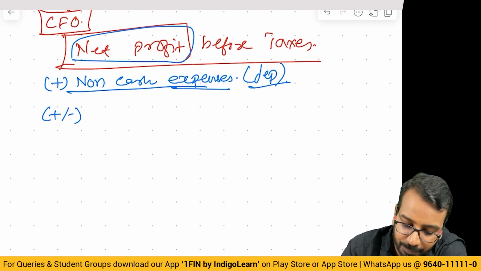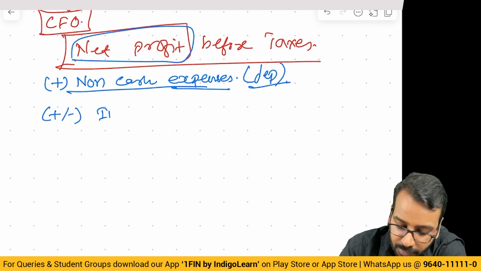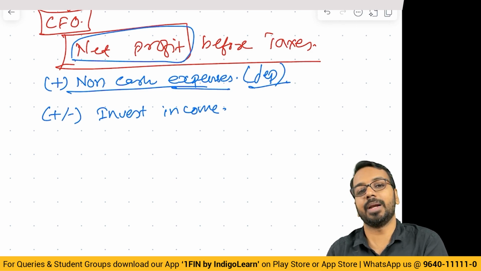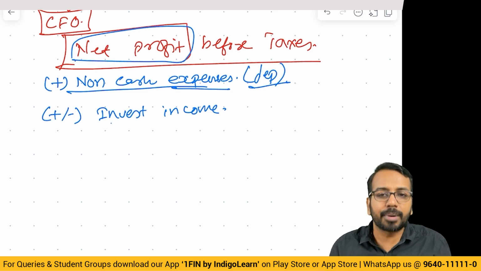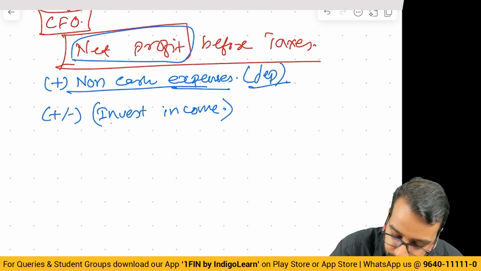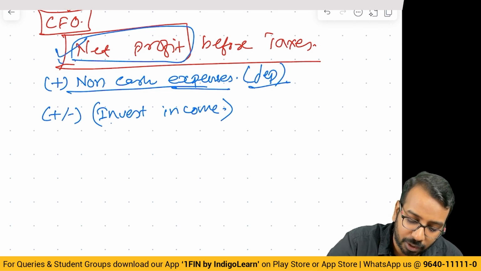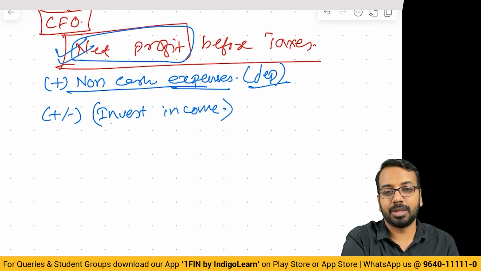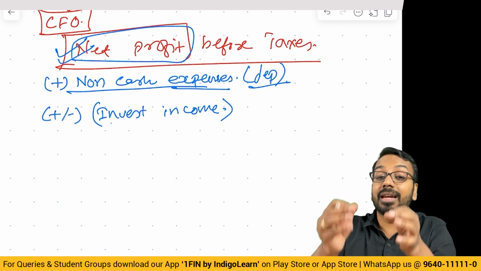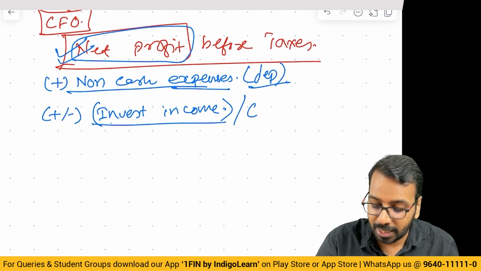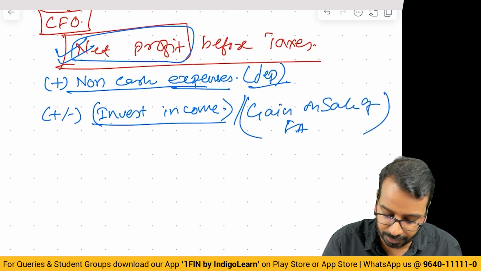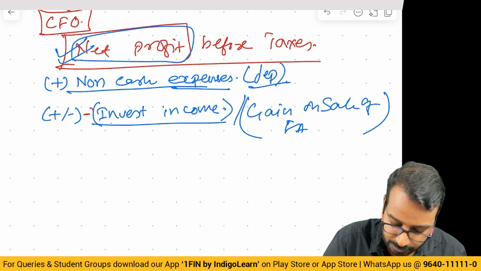Meaning to say, for example, there is investment income. Now, is this investment income part of my operating activity? No. So what will I do? This investment income I will reduce. Why will I reduce? While calculating net profit, I have added investment income, but to calculate cash flow from operations, because it is not a part of my operating activity, I will reduce any investment income, any gain on sale of fixed asset. I will reduce. So this I will say minus.